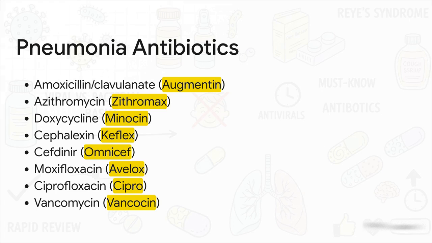Let's run through them. We've got amoxicillin/clavulanate. You'll know it as Augmentin. Azithromycin, famous for being the Z-Pack. Doxycycline. Then we have a couple of cephalosporins, cephalexin or Keflex, and cefdinir or Omnicef. After that, two fluoroquinolones, moxifloxacin and ciprofloxacin. And finally, vancomycin, which is a real heavy hitter used for serious infections, usually in the hospital. Get some flashcards going for these. Seriously, drill them every day.